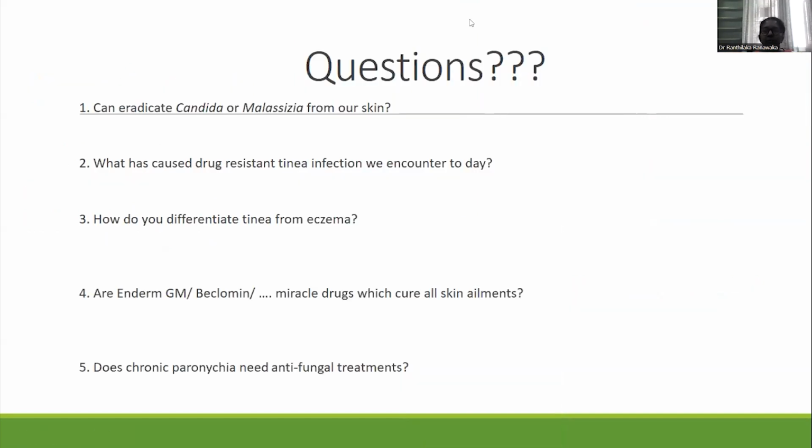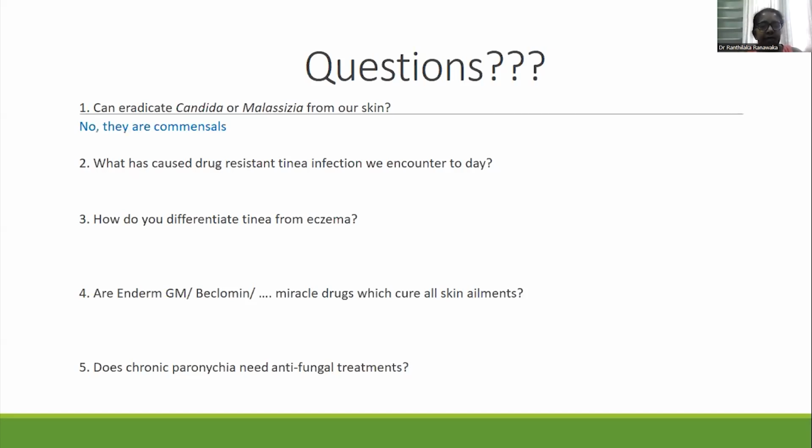So we'll go to questions now. Now you have to answer, right? Can you eradicate candida or malassezia from our skin? We can't eradicate them, because they are commensals in our body.